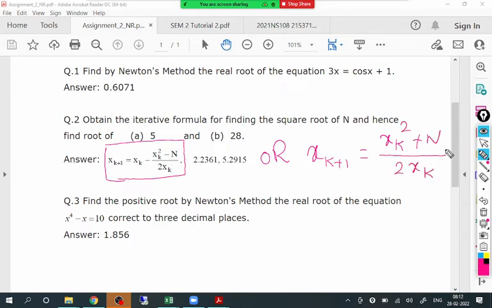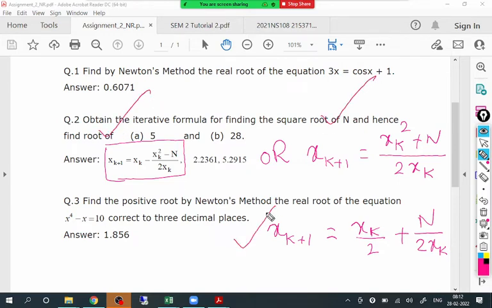If someone is not happy with this also, you can take separate division, and your iteration formula can be written like this: x(k+1) is equal to x(k) by 2 plus N upon 2x(k). So the choice is yours. You can write it in any of these ways. So this is your iteration formula, or this, or this one. So that we can use for getting the square root of any number now.